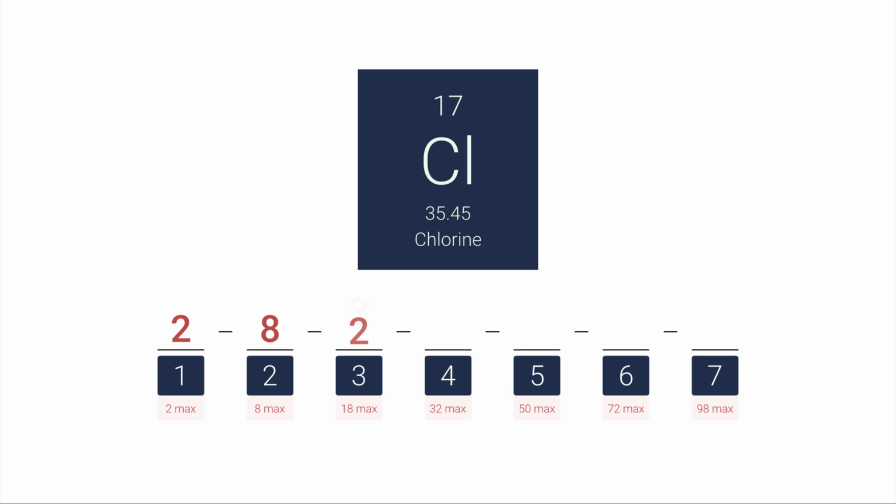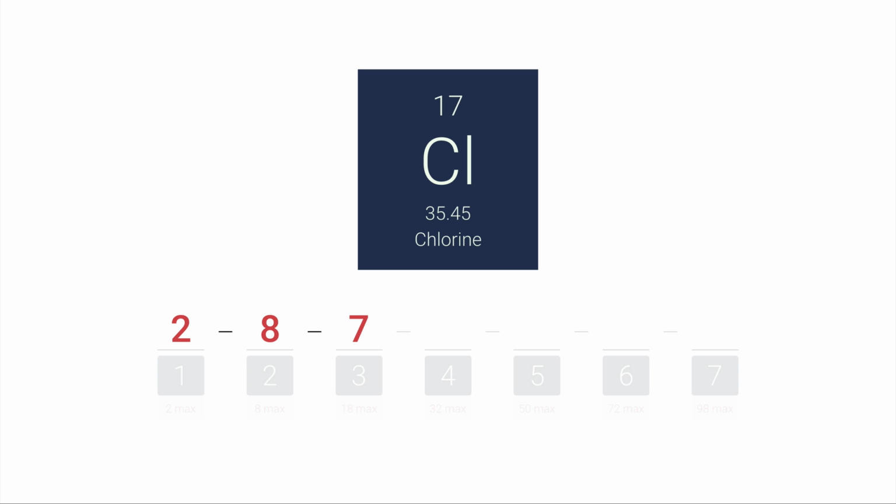So 1, 2, 3, 4, 5, 6, 7. There it is. 2-8-7. Now, what if I had an ion instead of an atom? Like chlorine with a -1 charge instead of just chlorine as an atom with no charge.